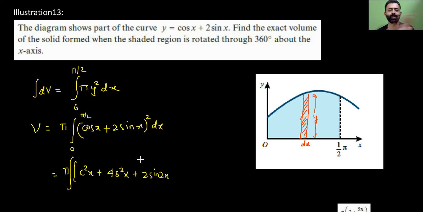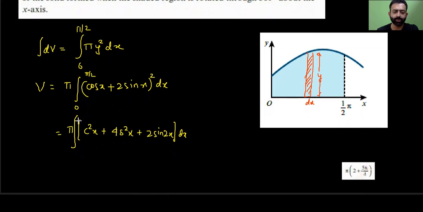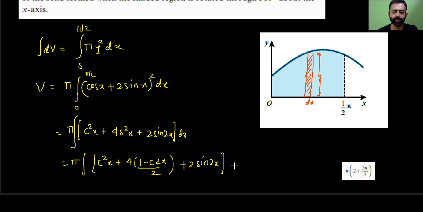right? The moment you see sin x cos x in multiplication, use the formula sin 2x, by adjusting the coefficient of that multiplication of sin x and cos x. Okay, dx. Cos square x plus 4 times sin square x. Again, you have to convert this into double angle formulas by writing sin square x as 4 times (1 minus cos 2x) upon 2 plus twice of sin 2x, okay, dx.